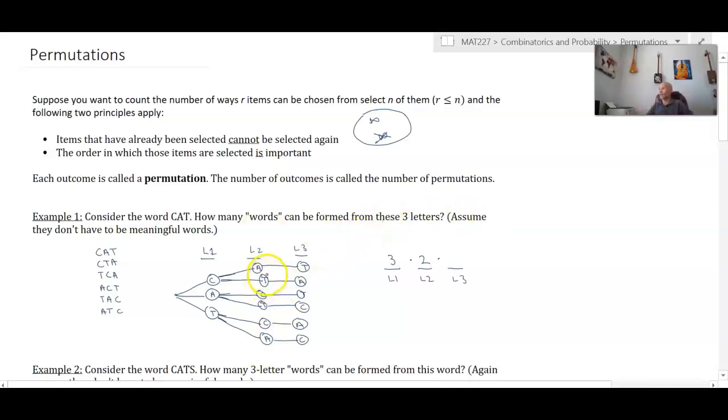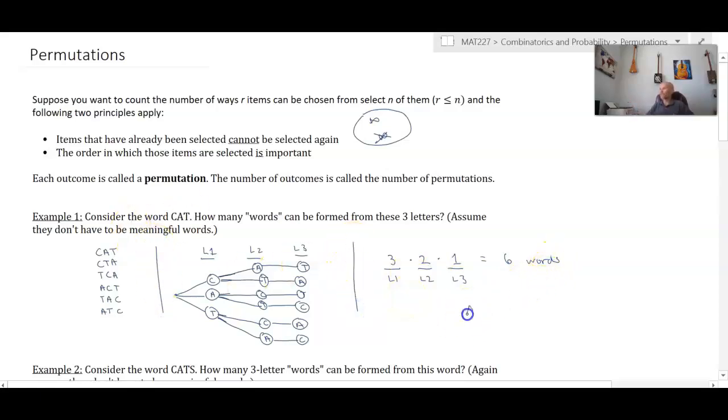And now, for letter 3, because 2 of them are already gone, 2 fish have been pulled out of the pond, we only have 1 possible letter for the third letter. And so this gives us 6 different words that we can form. So we have the approach of listing them all out, then something a little more formal so that we don't miss any arrangements, and then doing it without listing any arrangements at all.